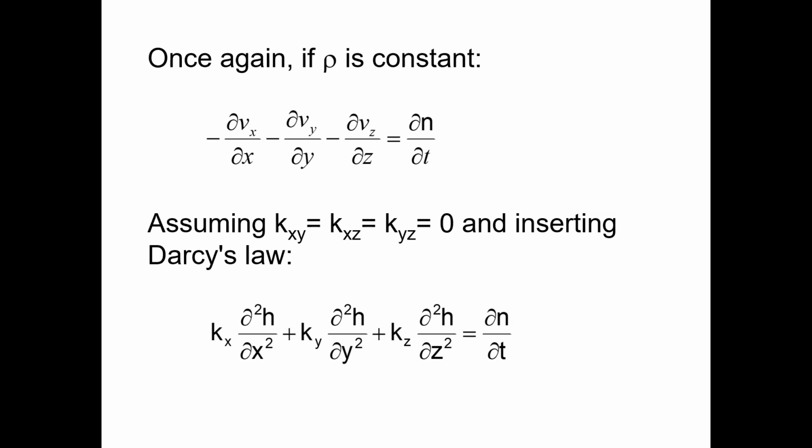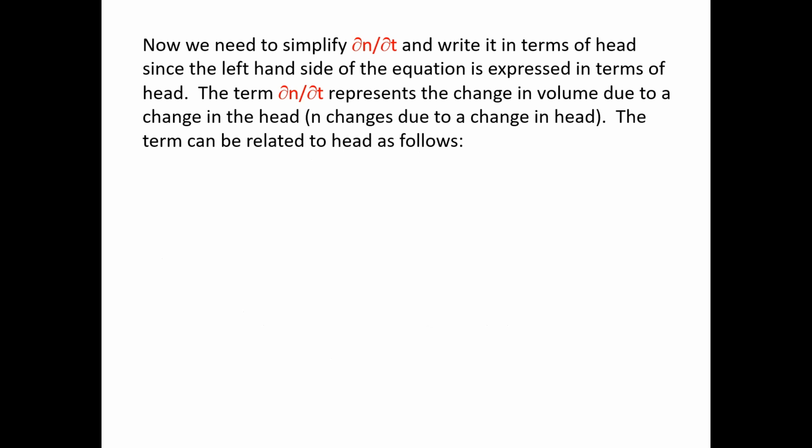So now what we need to do is somehow relate that porosity term to a change in head, because we need this equation to be in terms of head as we have on the left. We need to do the same thing on the right. So we need to simplify del n del t and write it in terms of head. That term del n del t represents a change in volume due to a change in head. In other words, the porosity changes when the head changes.